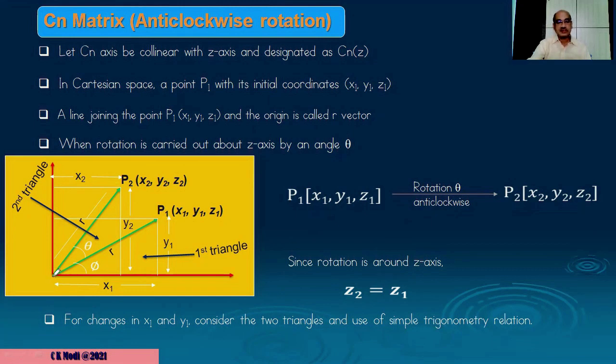Now here, rotation is performed on the z-axis. Since the rotation is around the z-axis, the coordinate z2 is equal to z1, because we have performed the cyclic operation on the z-axis. Now we have to find out x2 and y2.